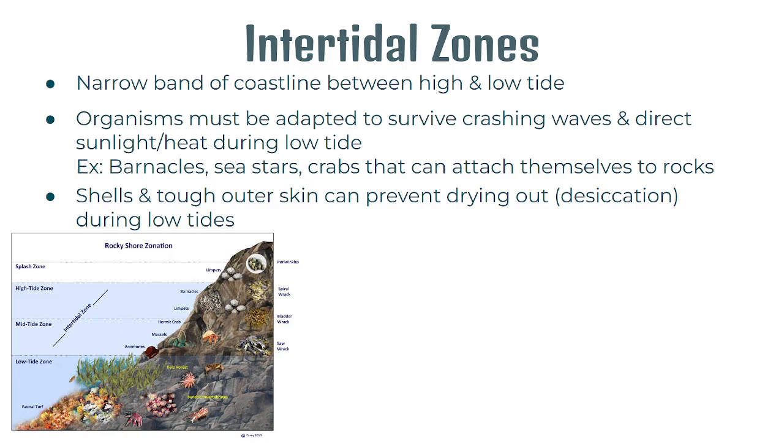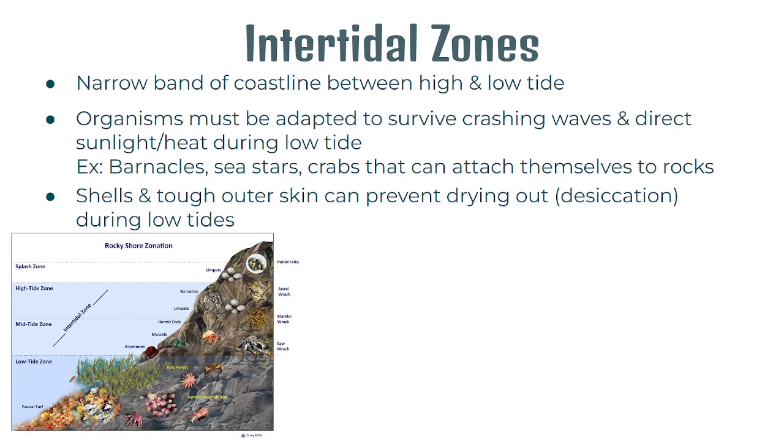Another shallow water marine ecosystem is the intertidal zone. What makes this one unique is that these organisms are adapted to a couple of different things that happen along the coastline: crashing waves, periods of being submerged in water, as well as being in direct sunlight without water due to the movement of the tide.